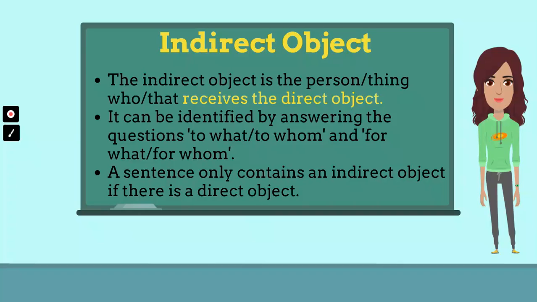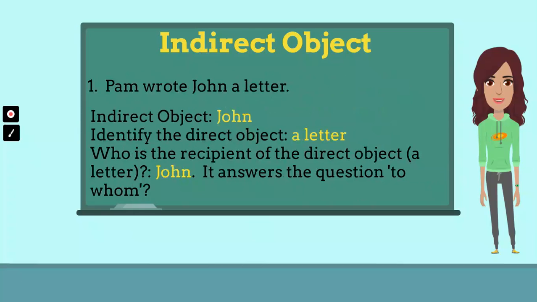Now, it is very important that you understand that a sentence can only contain an indirect object if there is a direct object in the sentence. And think about it. This makes sense because we said a while ago that the indirect object receives the direct object. Therefore, if there is no direct object in a sentence, then there's nothing to receive. Therefore, without a direct object in a sentence, there can be no indirect object.